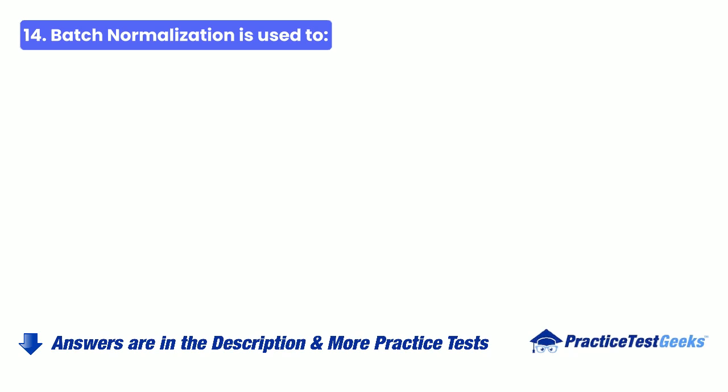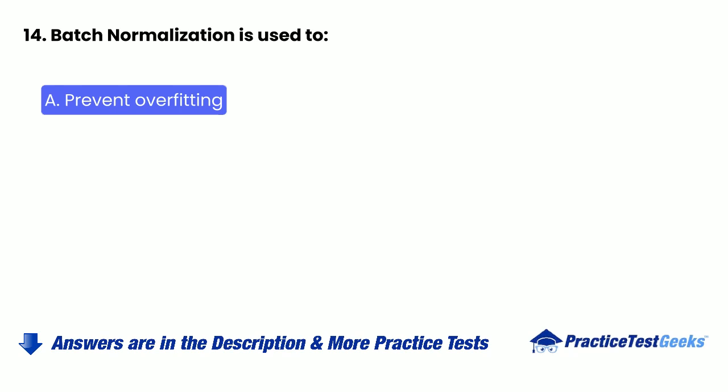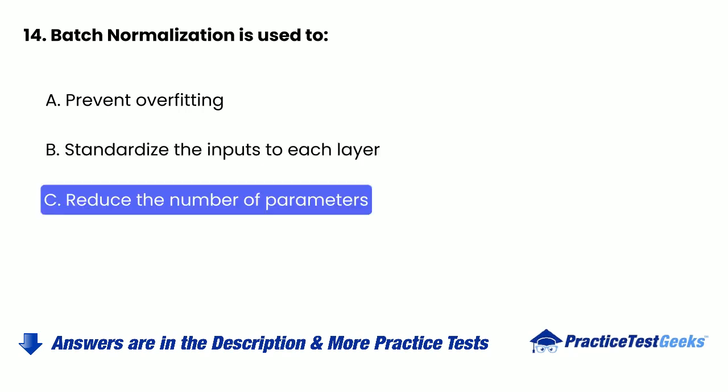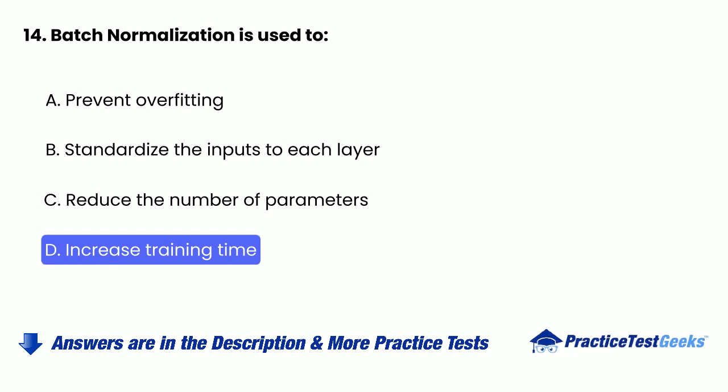14. Batch normalization is used to: A. Prevent overfitting. B. Standardize the inputs to each layer. C. Reduce the number of parameters. D. Increase training time.